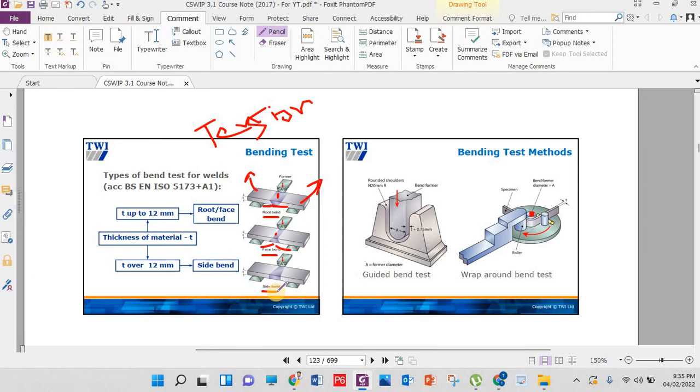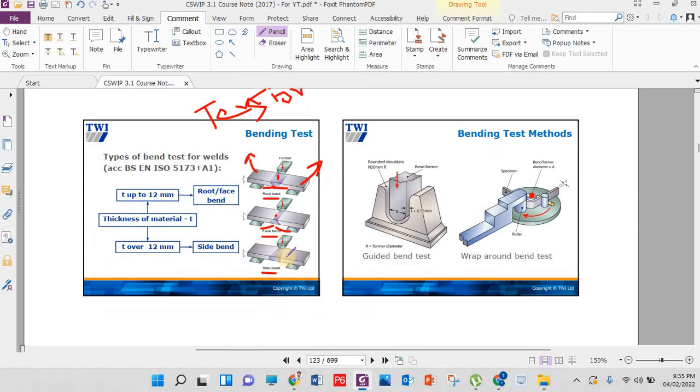Same. In the paper, he will definitely give you in face bending which side is in tension: face side, root side, or end side. Then you need to mention the face side. If he says in the face bend, which side is in compression? Root side, because face in tension, root in compression. Okay, I hope you got the point.